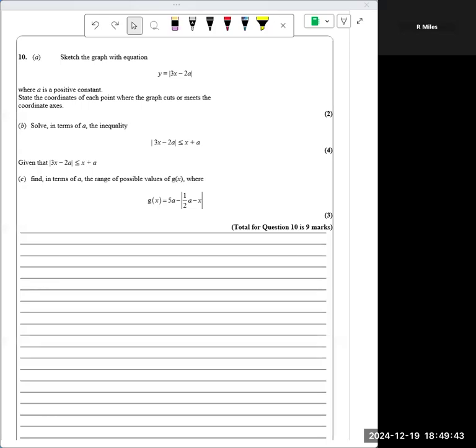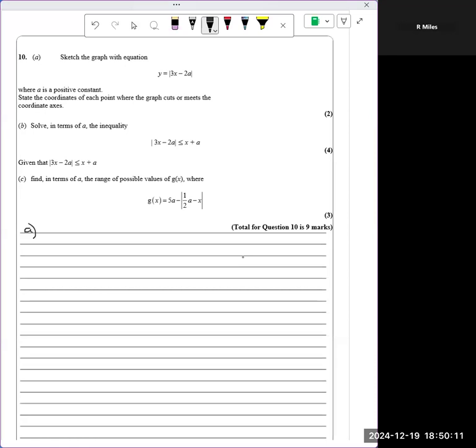Okay, question 10 is a modulus function question. The first two parts are reasonably straightforward, standard questions. The last part is a little bit more tricky. In fact, I would almost classify it as a bit of a trick question, but we'll get to that. Something that you theoretically should be able to do. So the first question is simply sketching the modulus function.